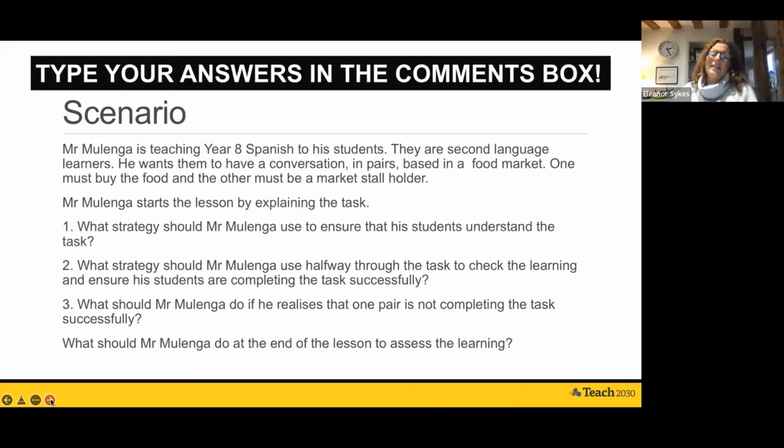And at the end of the lesson, we could use some of the strategies that we've talked about: the 4-finger assessment, the questioning, the 30-second share, connecting the learning objective to the learning, those strategies that we've discussed already.